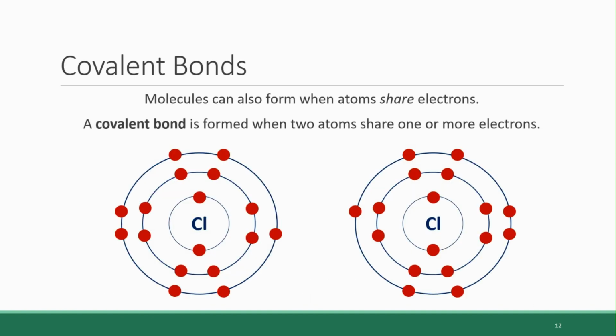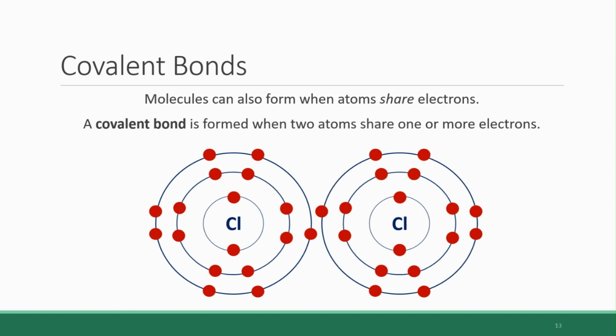But as we said, transferring electrons is just one way that atoms can become chemically bonded to one another. Atoms may also share electrons with each other rather than transferring them. And when this happens, the chemical bond that forms is called a covalent bond. Any electrons that are shared will become part of the outer orbital of both atoms involved in the arrangement.